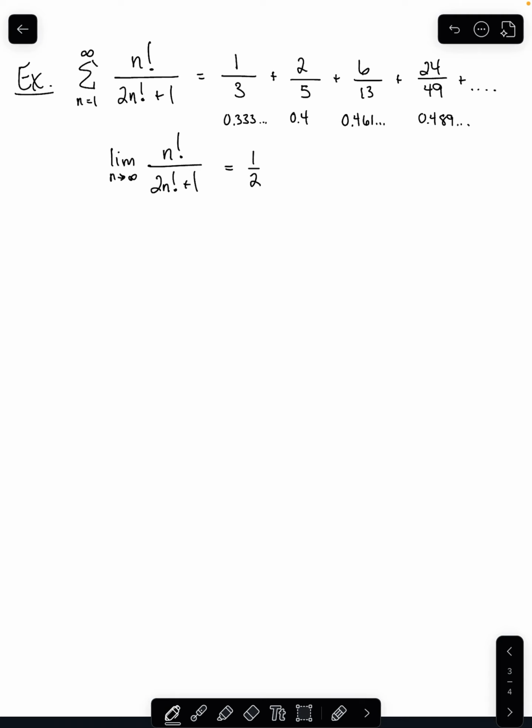By the divergence test, this series would have to diverge because the terms are not approaching 0. Again, the terms do not approach 0 because they are approaching 1/2.